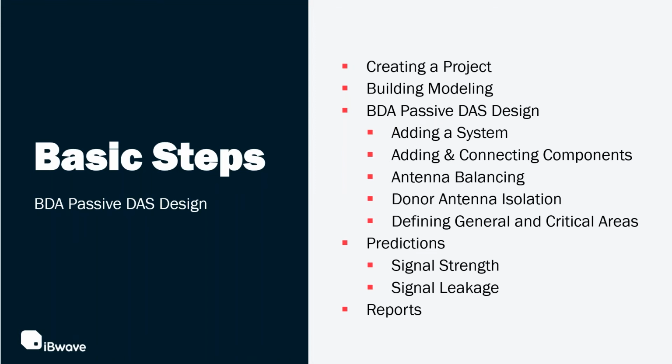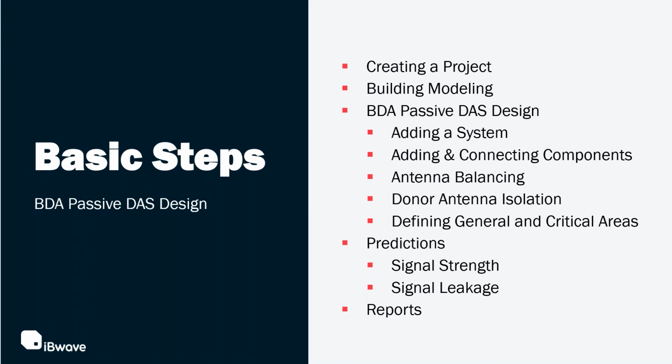This is very important. This is where you handle your project settings. Then another important part is doing the building modeling. The accuracy of the building modeling is going to affect your heat maps. And then we get into the actual network design. Like I said, we're going to focus here on doing a repeater design.